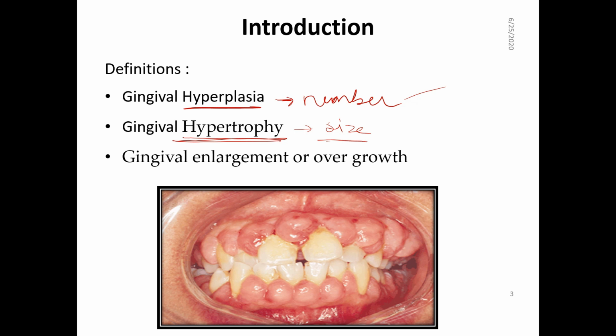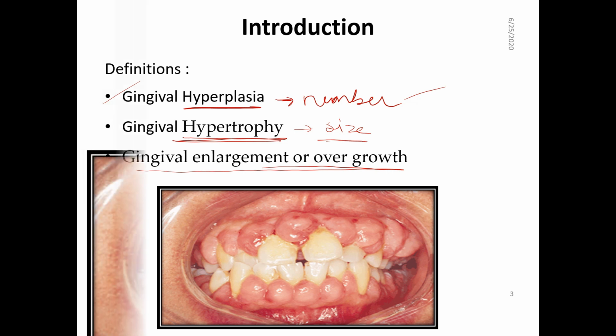But the third terminology is gingival enlargement. It is a clinical descriptive term and avoids various pathologic terms which were used to describe the hypertrophy of gingiva. For example, previously hypertrophic gingivitis was used, and the term gingival hyperplasia was used. These terms are now discarded, and overall the term gingival enlargement or overgrowth is used.